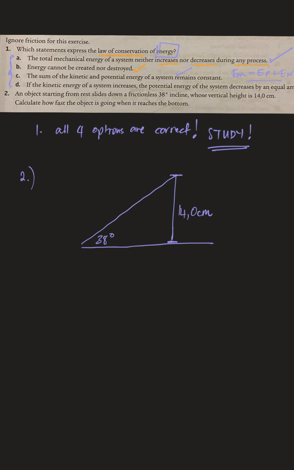So let's say I do have an object. Here's my object here. And my object must go from here. It starts from rest. So the V at the top is equal to 0 meters per second. Right. And it has to slide down that way. And when it does slide down that way, it's going to end up over here.